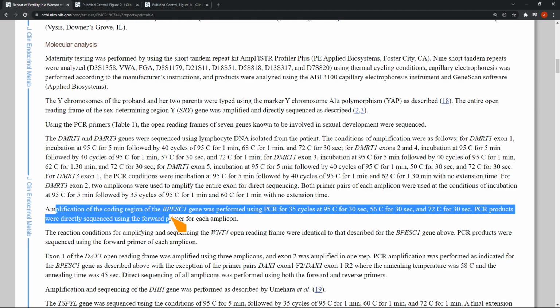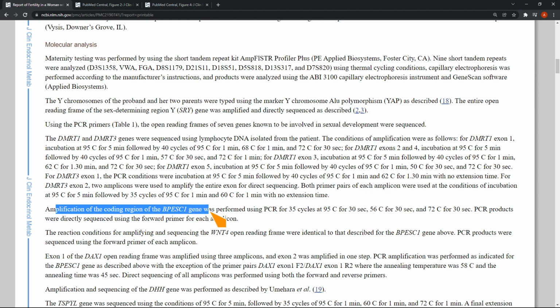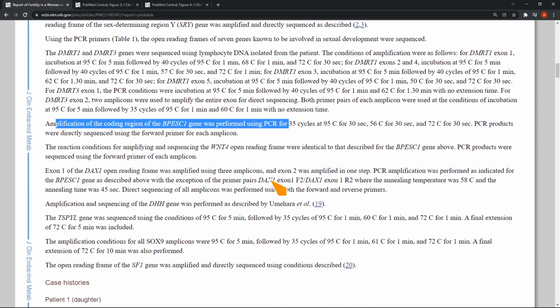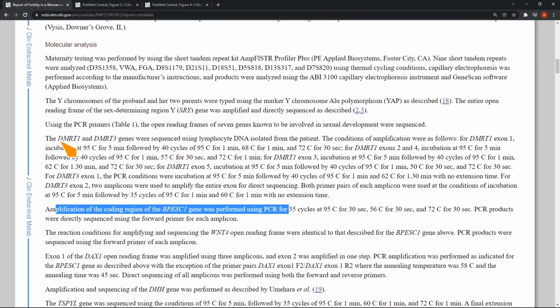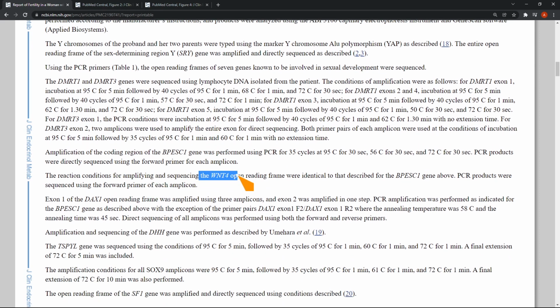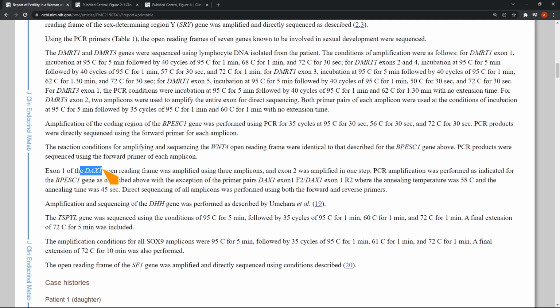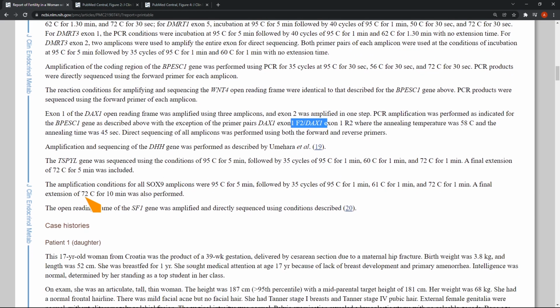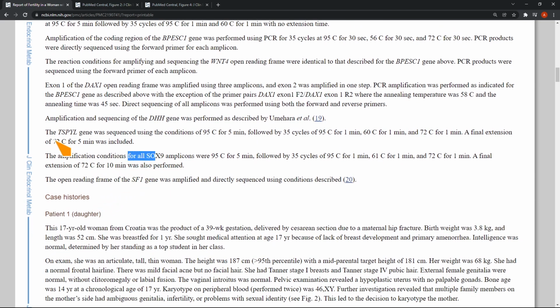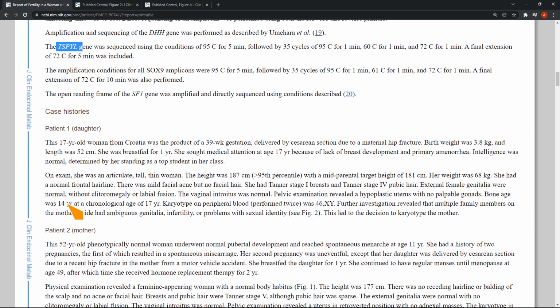Amplification of the coding region for the B-pesky1 gene was performed using PCR. Again, these are the thermocycler conditions, really specific, and we're outlining all 7 of these sexual development genes. WNT4, DAX1, F2, DAX1. These are all coding for some protein that relates to normal sexual development. SF1, SOX9, TISPL. We'll skip through that. Case histories.